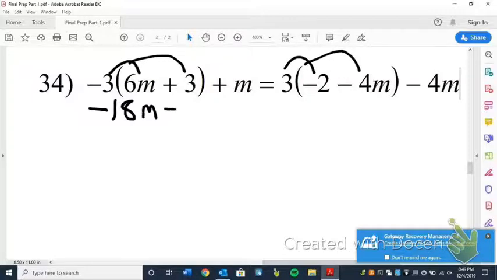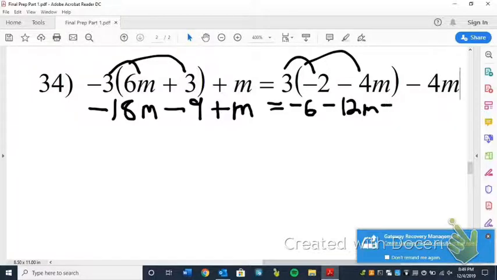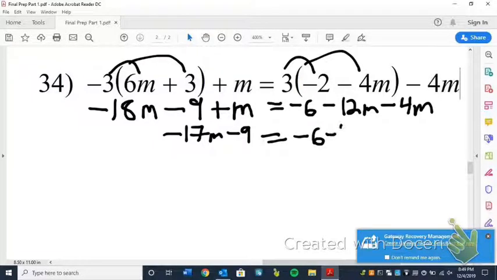Draw little distribution lines. Negative 18 minus 9 plus m equals negative 6 minus 12m minus 4m. We're going to combine like terms. So we get negative 17m because we had negative 18 plus 1. Minus 9 equals negative 6 minus 16m.